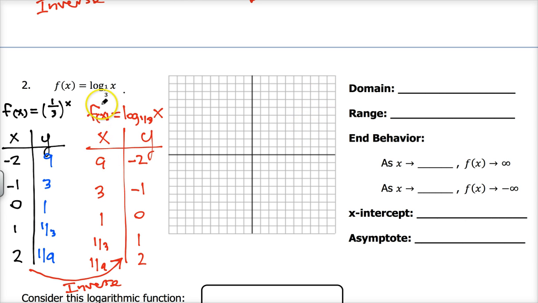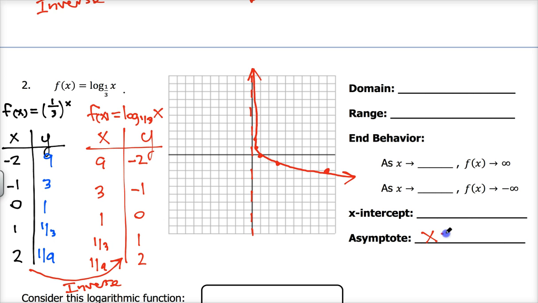Okay, so same thing for the asymptote. This one here would normally have a horizontal asymptote at y equals 0. So now our vertical asymptote is x equals 0. We have 9, -2; 3, -1; 1, 0; 1/3, 1; and 1/9, 2. So our graph looks like this.